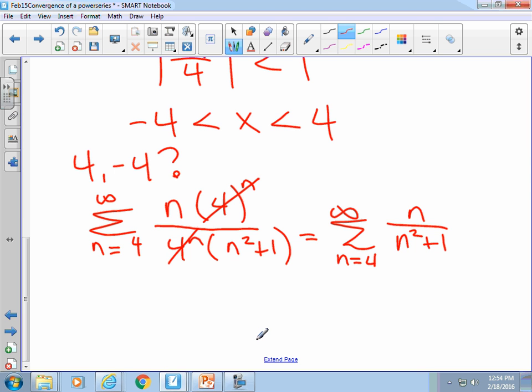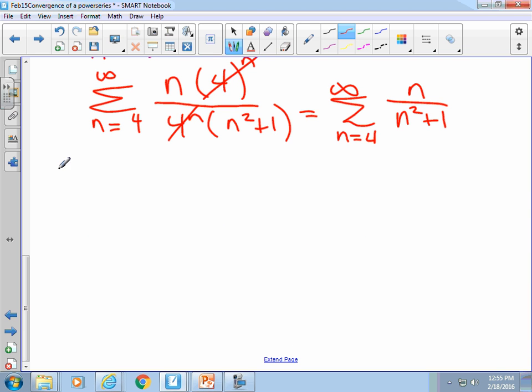Limit comparison of 1 over n. Good. Limit comparison with 1 over n sounds perfect. Why 1 over n? Because you should see that as n goes to infinity, this behaves a lot like 1 over n. Everyone agree? And so if we limit compare with 1 over n, which we did a lot of those, flip and multiply.